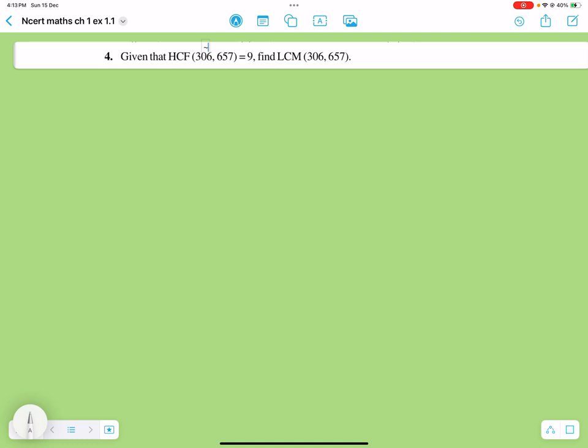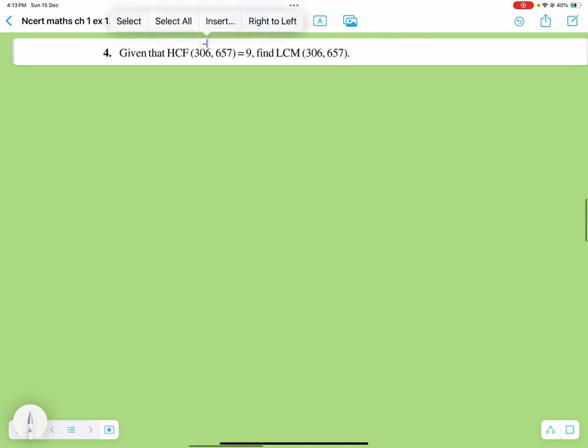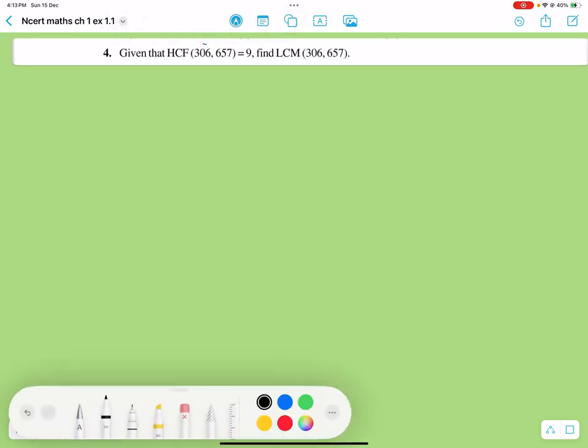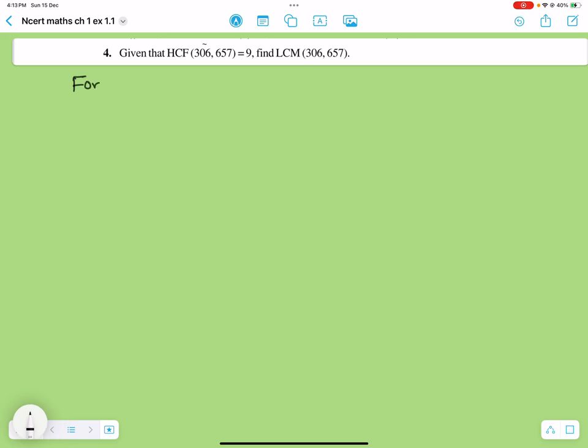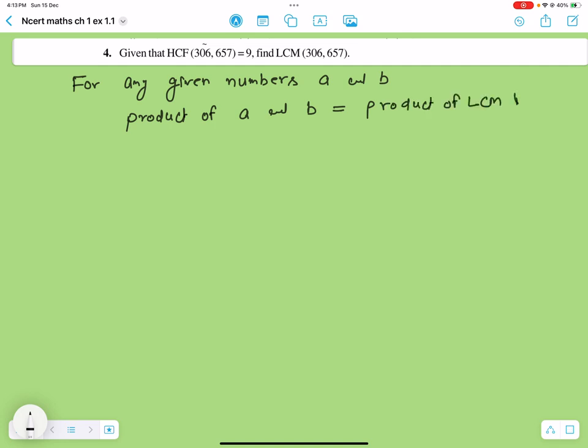So we can also write it down like this. For any given numbers A and B, the product of A and B equals the product of LCM and HCF, right? Or vice versa.